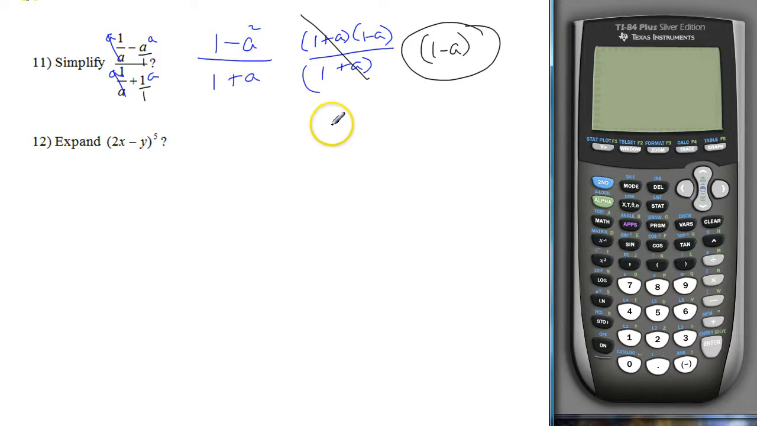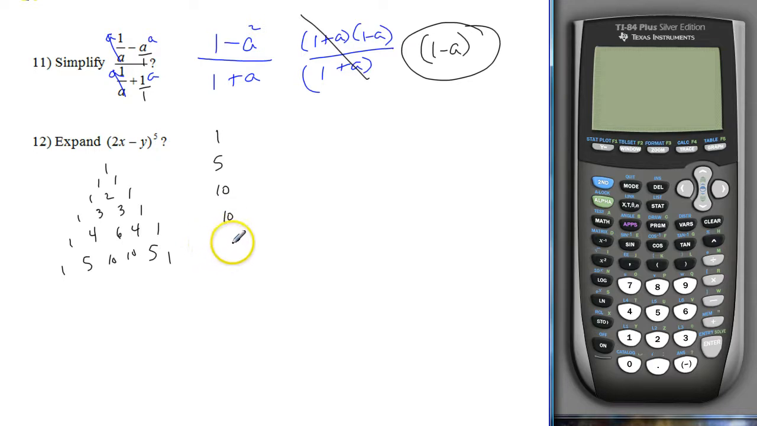Number 12. All right, we just actually tested on this. This was the binomial expansion. We used Pascal's triangle. And I'm going to go to row 5 because I have a fifth degree. So 1, 5, 10, 10, 5, 1. Those are the numbers I need. Those are my coefficients to start with. And then we set up parentheses.